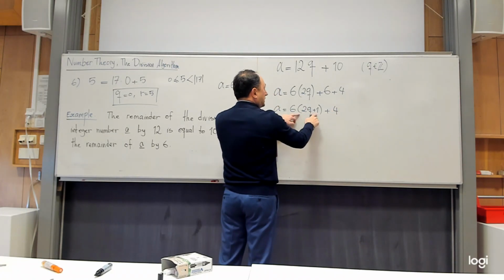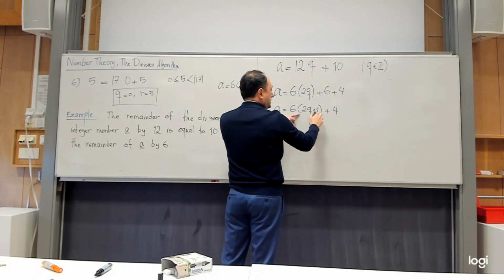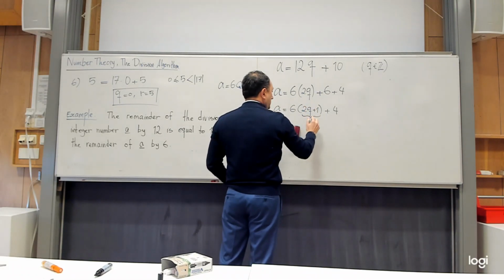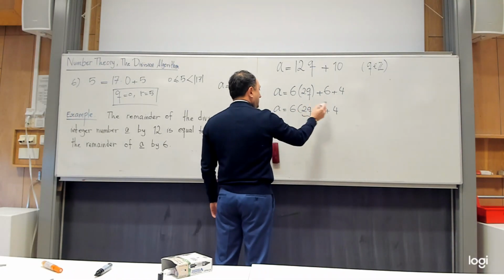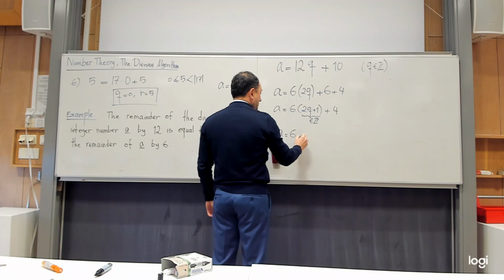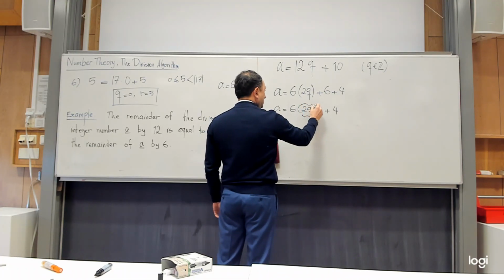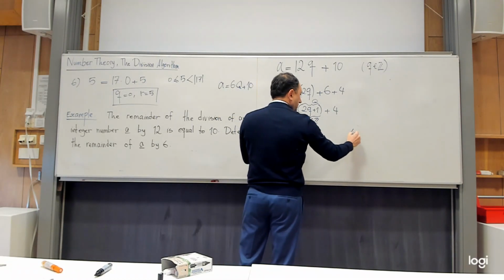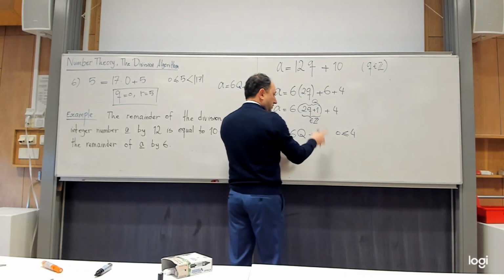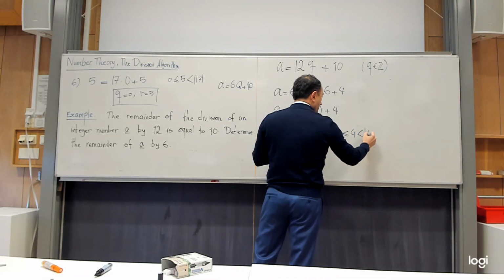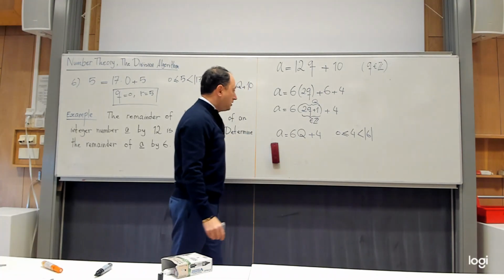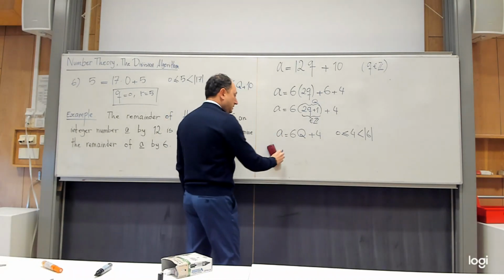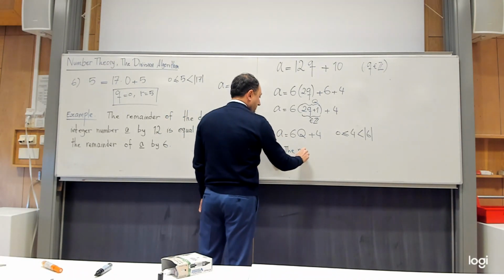Is this an integer? Yes, because Q is an integer, so this combination is an integer, so I can call it a capital Q. It belongs to Z. Let me write it. This belongs to Z. So let me give it a name. So then it becomes A equals 6 times some number, and then plus 4. But now 4 is greater than or equal to 0 and smaller than the absolute value of 6. So now this is exactly the right combination for division by 6. So the remainder is what? It is 4.